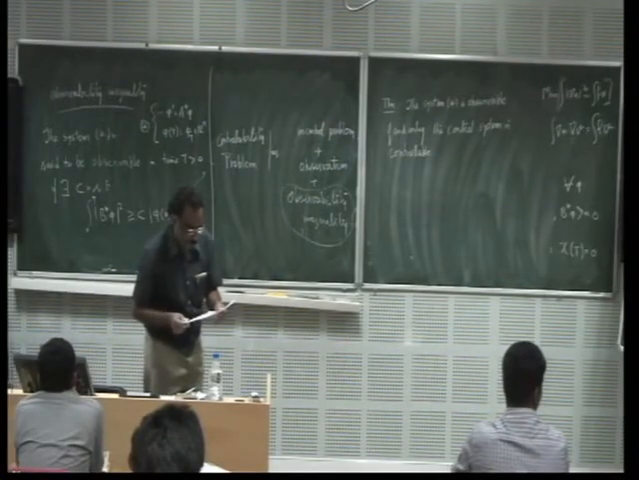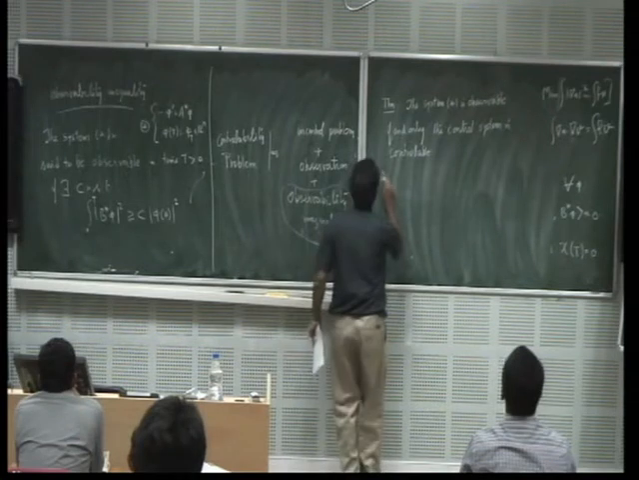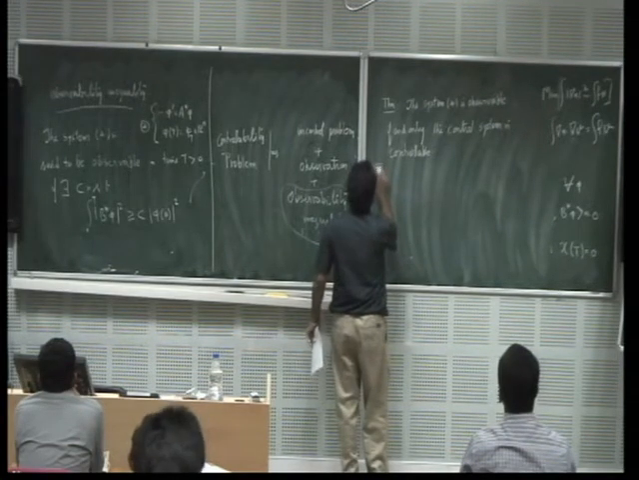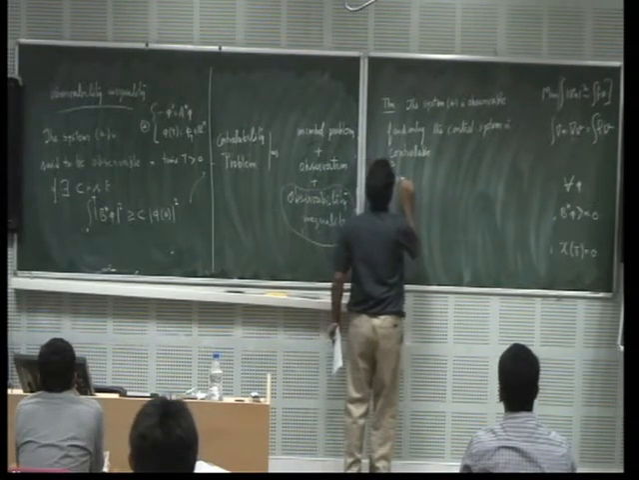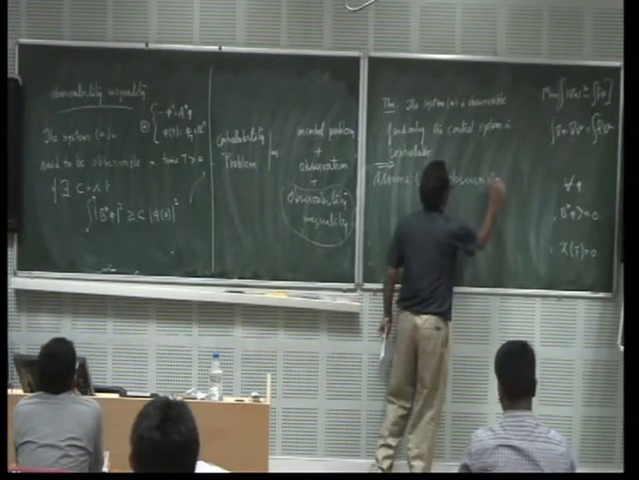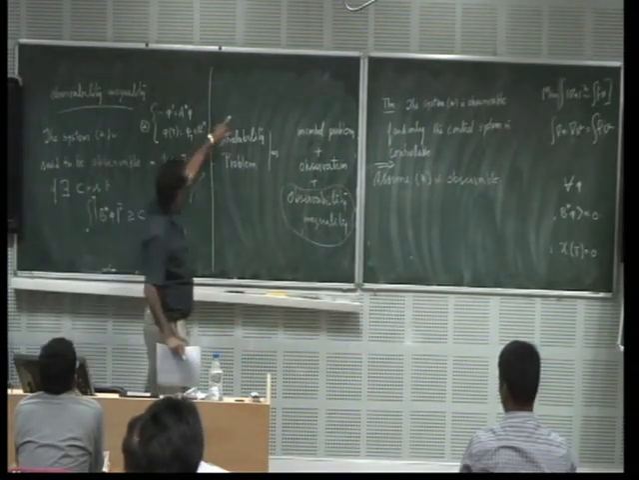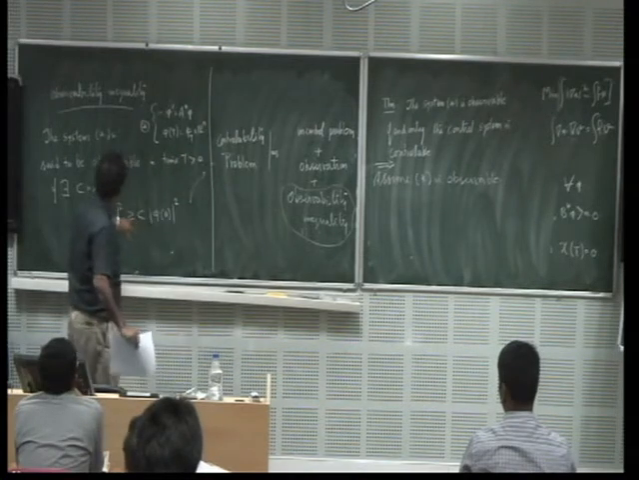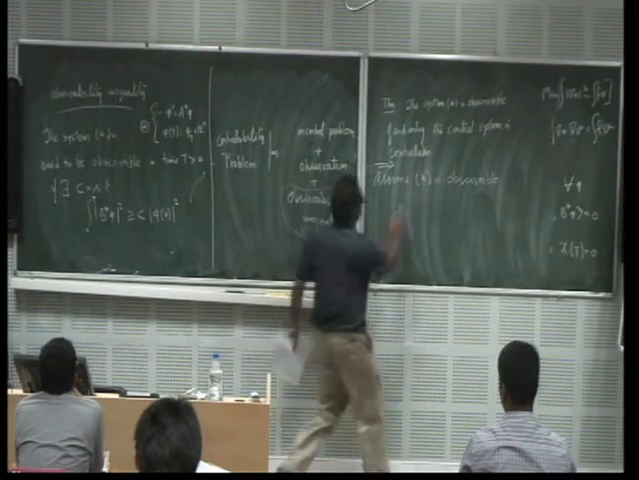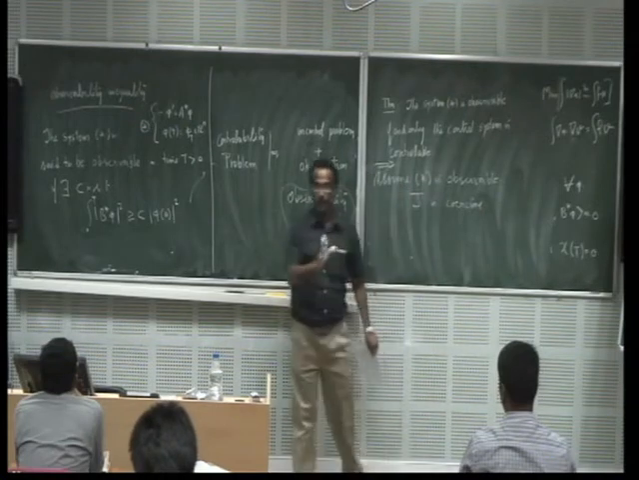So let me try to prove this one. One way is easy. Suppose the observability inequality is true. Assume star is observable. Then it's a trivial thing, because if star is observable, that implies that my function J is coercive. This is what we were missing.